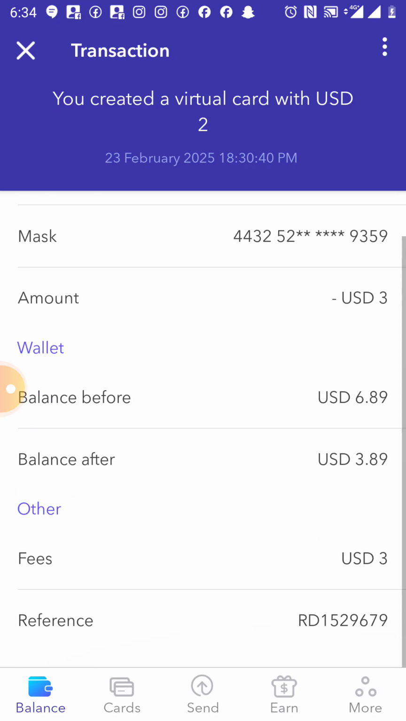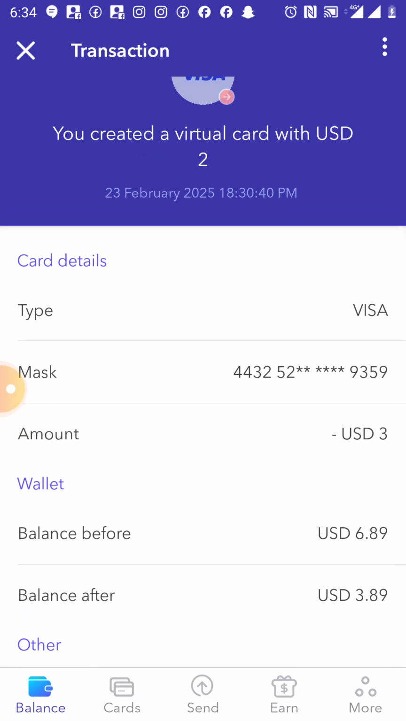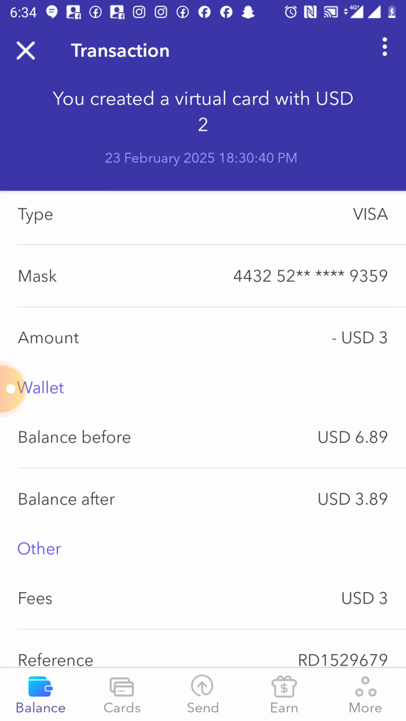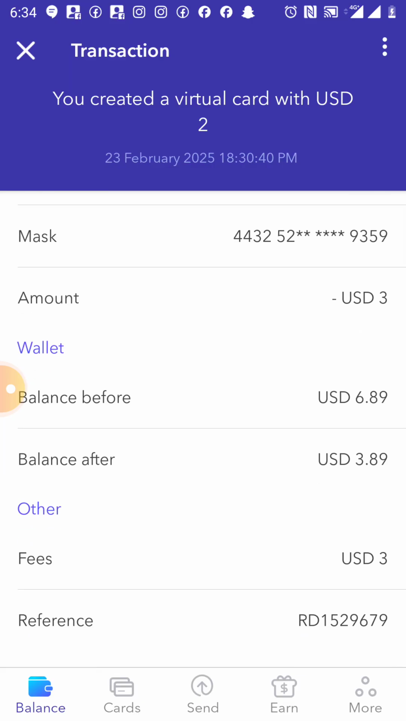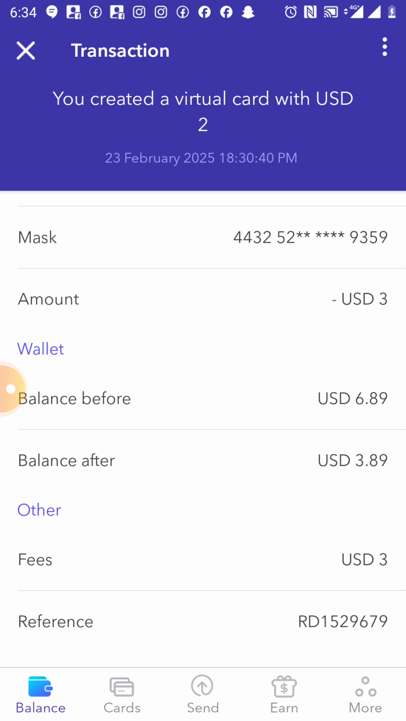Type Visa, MUCIAN. Are you seeing that is the card number? When it gets to the amount, they have charged me $3. Remember, I paid this $3 so that I don't have to pay monthly. So that is a one-time subscription. Balance before was $6.89. Balance after is $3.89. Then when it comes to fees, it is US dollars, $3. So that is what they charged, and that is the reference of the transaction that I've done.